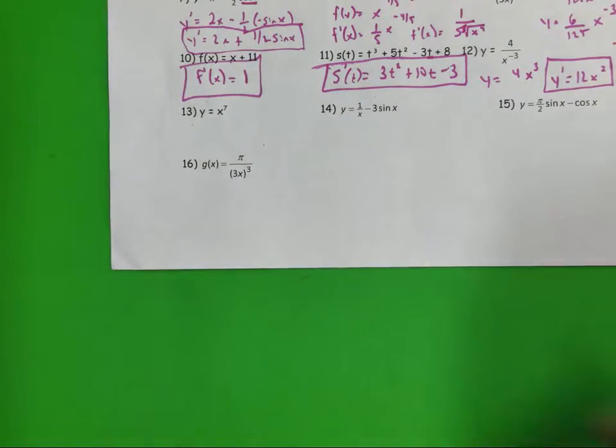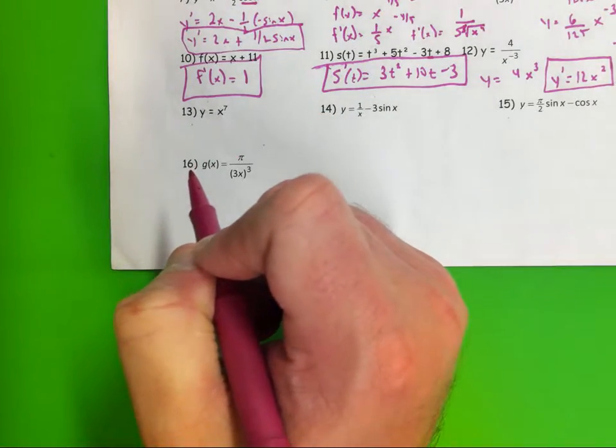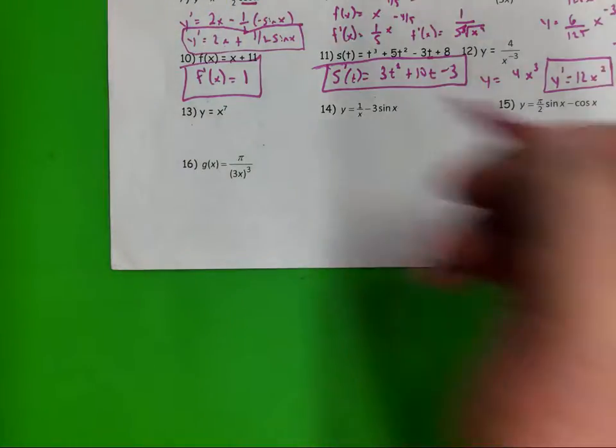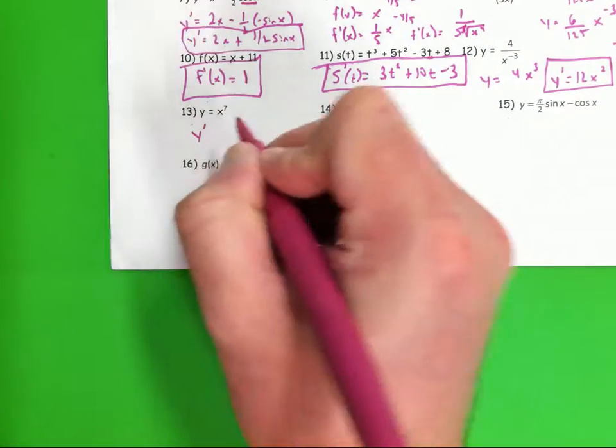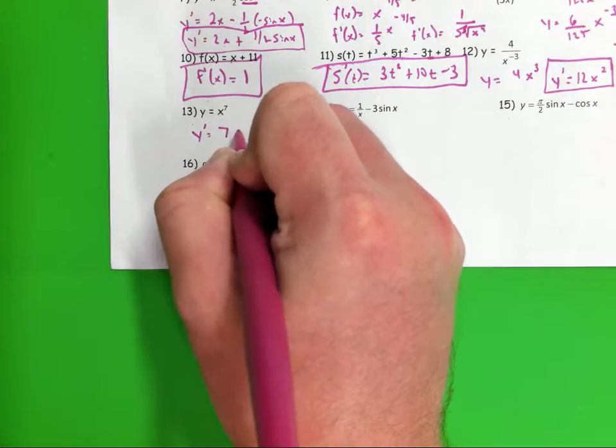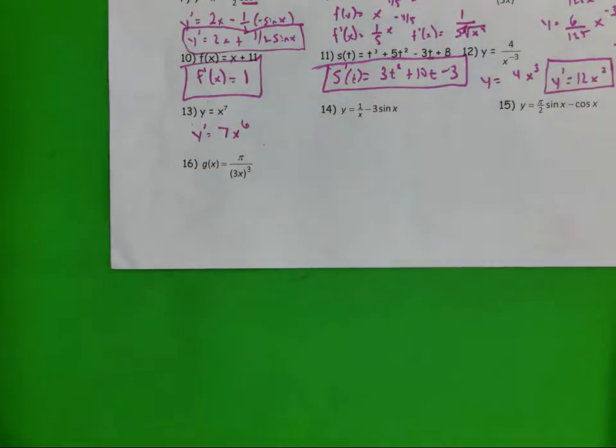Number 13, I do not have a variable in the denominator and I do not have radicals. So what I'm going to do is just find the derivative. y prime equals 7 times 1 is 7, x to the 6.